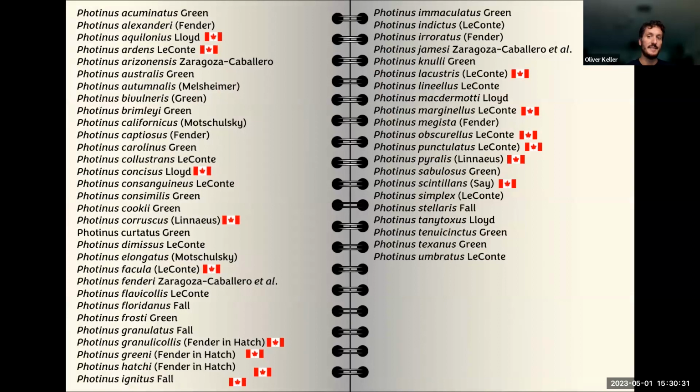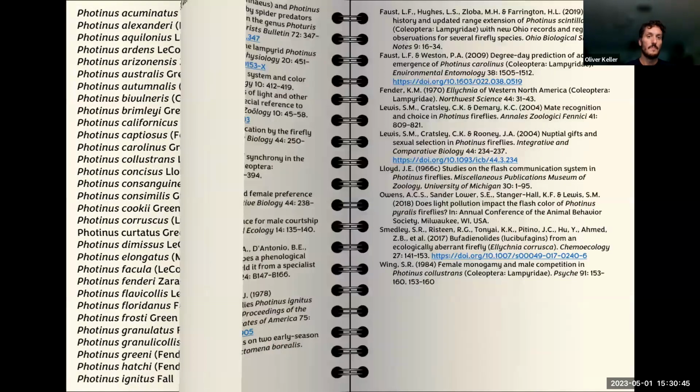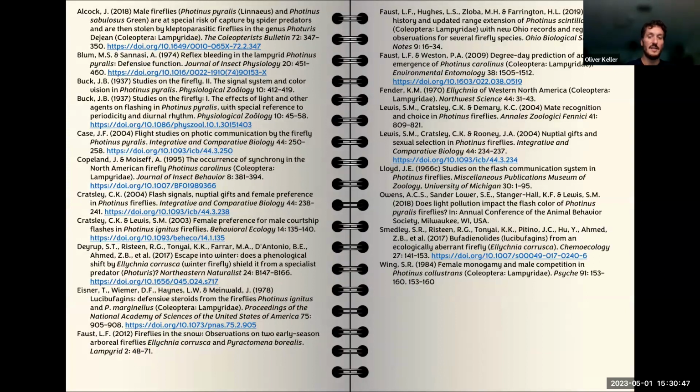This is a list of all the species. This is also the genus with the most common species that are in Canada, and you can see there's quite a few that occur also in Canada. There's a ton of literature. Again, if you want anything, please let me know.